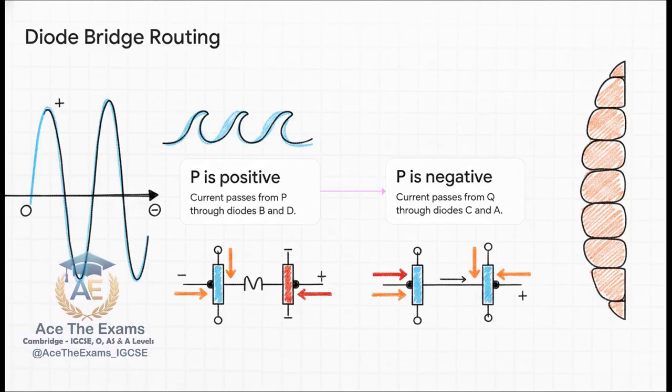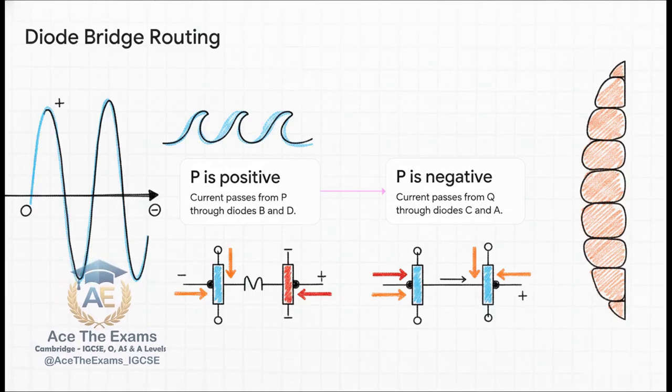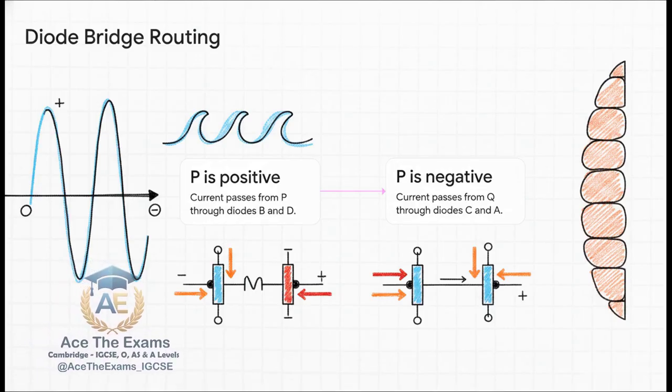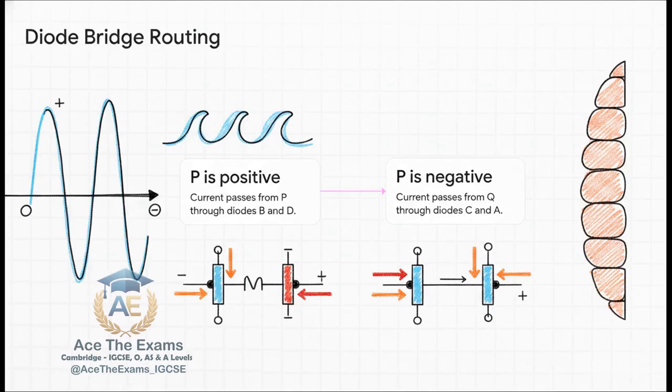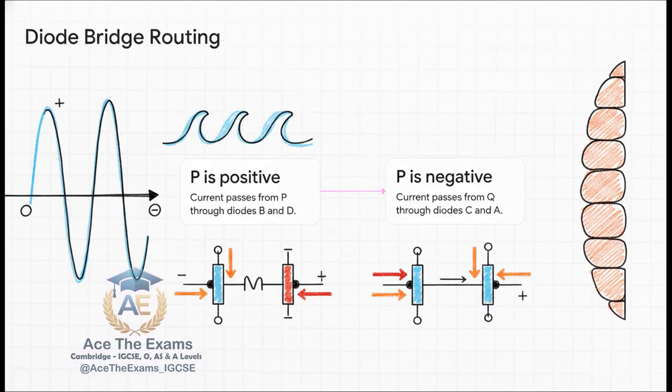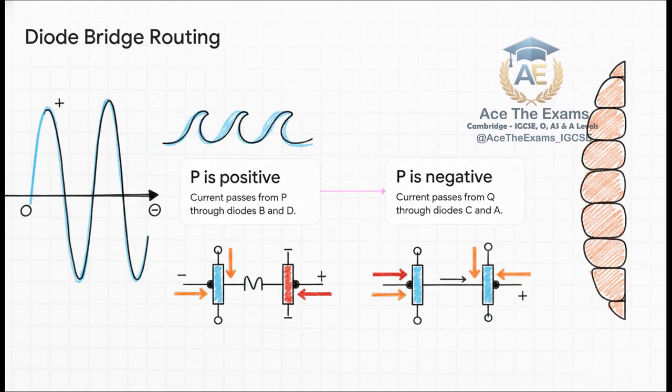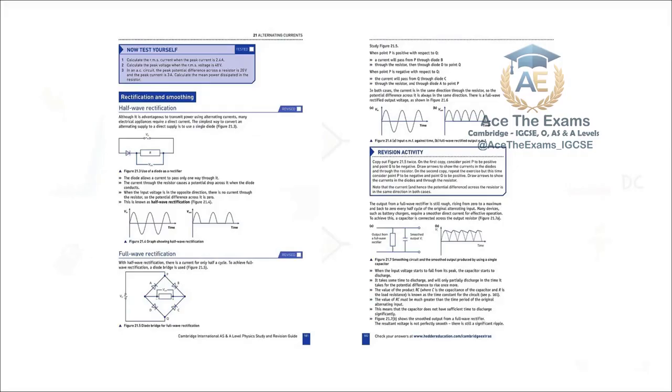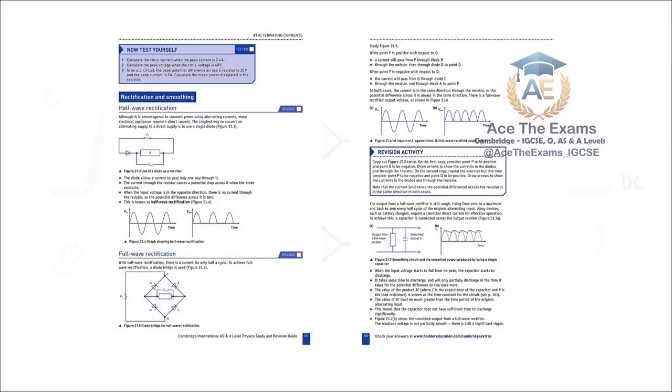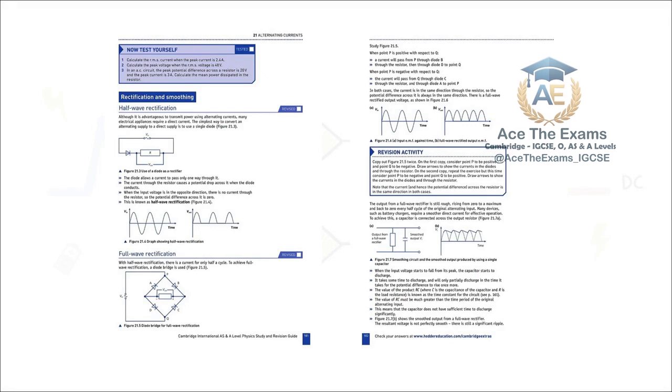Step 2. When the cycle reverses and P becomes negative, the current flows out of point Q, passes through diode C, and goes down through our resistor, again from left to right, returning through diode A. It only uses 2 diodes at a time. Let's look at the examiner commentary on why this diode bridge is so brilliant.